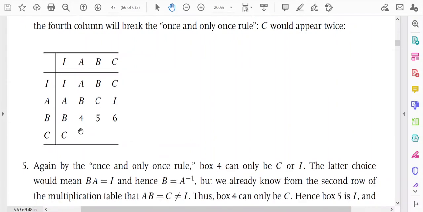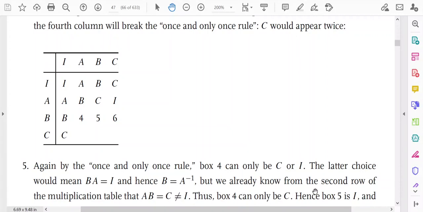Now we are left with 4, 5 and 6. Again by the once and only once rule, box 4 can only be C or I, because there is A and there is B. The latter choice would mean BA is equal to I. Suppose this is B and this is A. So 4 means the product between B and A, that is BA. So if this is I, then BA will be I, and hence B is equal to A inverse.